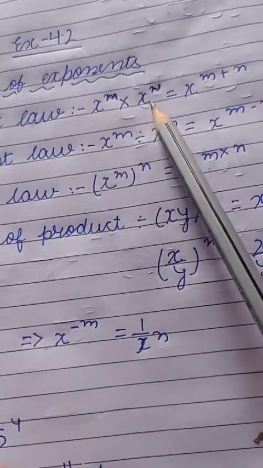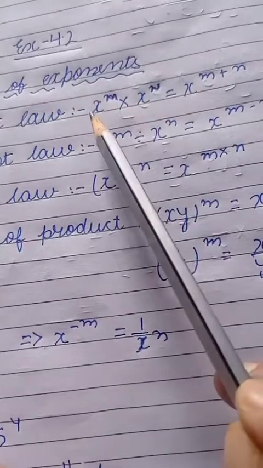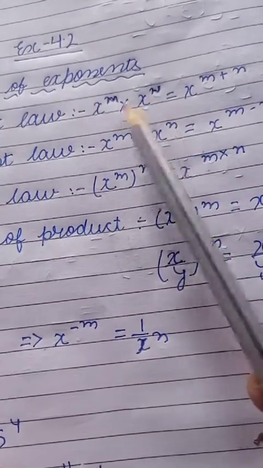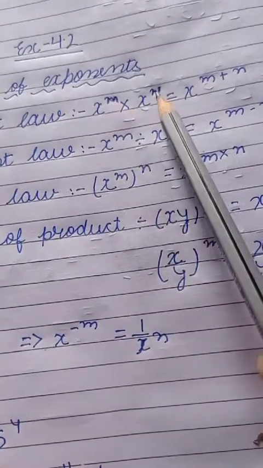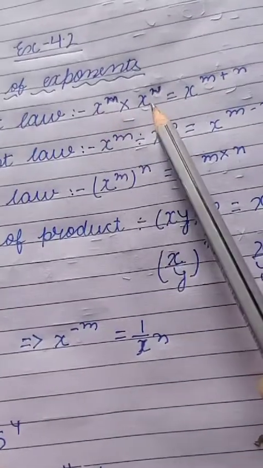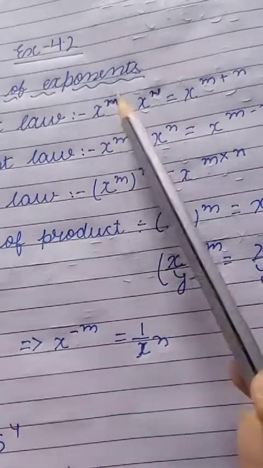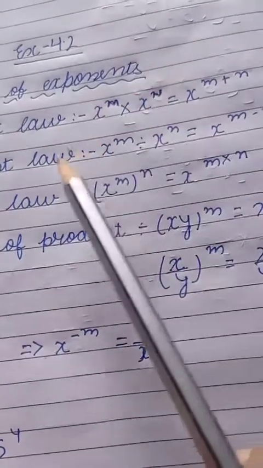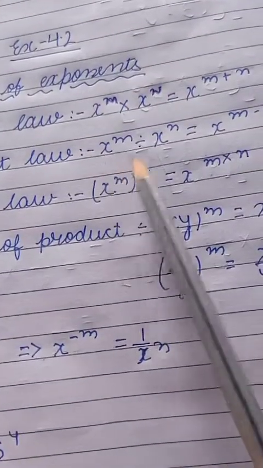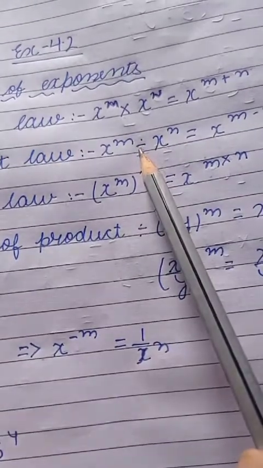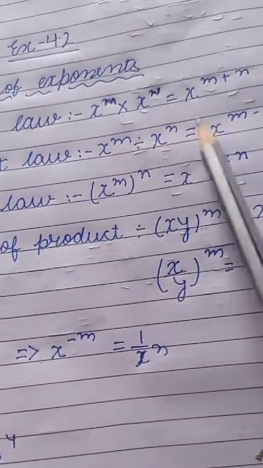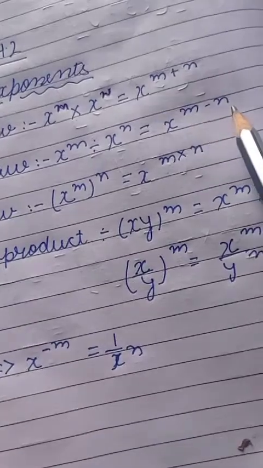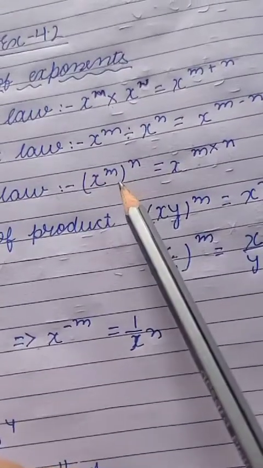If the base is the same, you can see here the bases are the same. If the same bases multiply each other, their powers will be added. This is called the product law. Next is the quotient law. If the same bases divide each other, then their powers will subtract, m minus n.